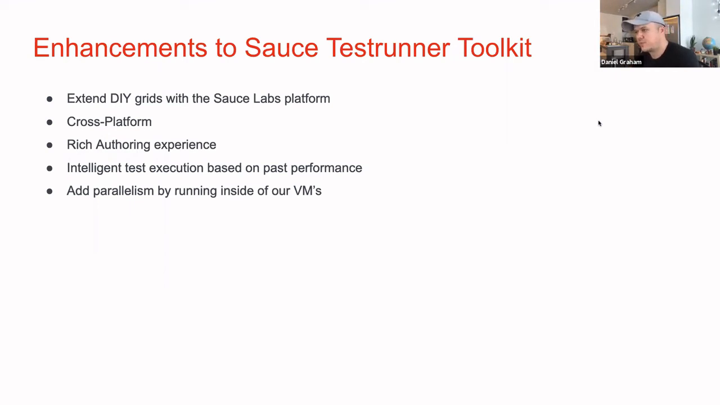We'd like to add more cross-platform support, a more rich authoring experience. So give users the ability to write tests who maybe don't have any coding experience, and then machine learning is a big part of it. So we're looking at ways of doing intelligent test execution based on past performance. So let's say you have tests that were flaky in the past. The idea is that Sauce Labs will recognize that certain tests are flaky or they fail a lot, and will run those automatically.